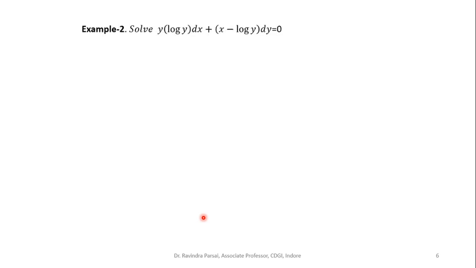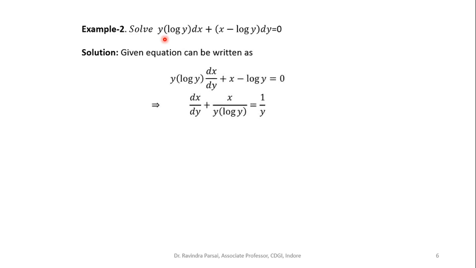Now we come to one more example of this same pattern. This is a differential equation of first order and first degree, because you cannot separate the variables, so it is easy to solve by reducing to linear form. This type of equation is not linear in y. That's why in such a case you try to write it linear in the other variable. So I write the given equation linear in x: y log y dx upon dy plus x minus log y equal to 0.